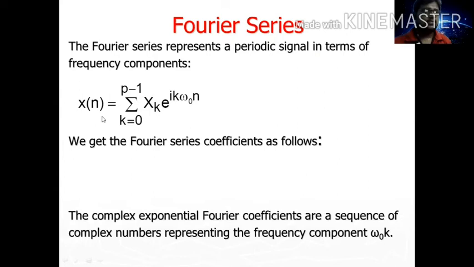That is x of n, which is equal to the summation, where the limit varies from k equal to 0 to N minus 1, of X_k e to the power of j k omega naught n. So this is the definition of Fourier series. Here, for a discrete time signal, I represent the n domain, and omega naught is equal to 2 pi by N.